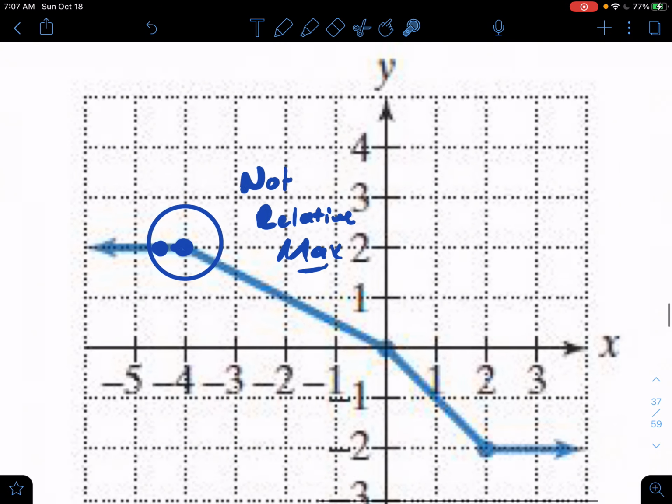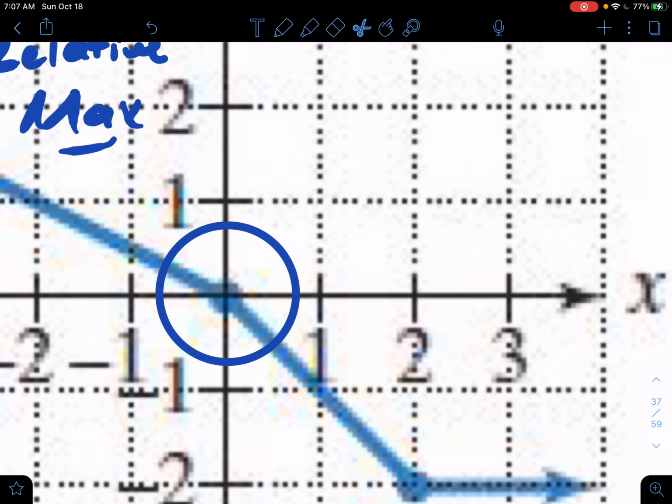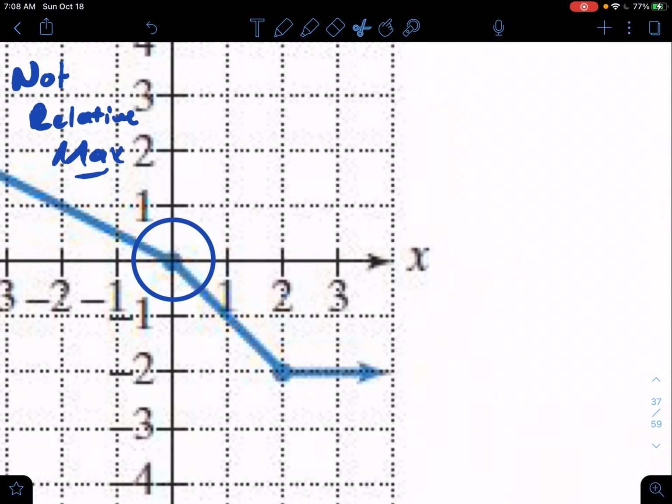And to be a relative maximum, it strictly is the highest point. And since you would have two that are really at the same height, that would not constitute. Looking at the rest of this graph, in the middle here, we just kind of have a little bend in our graph, but it's not like we have a high point right there because we can see points that are higher than it right around it.